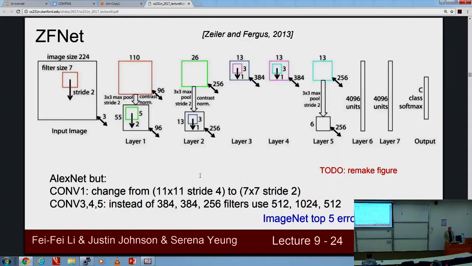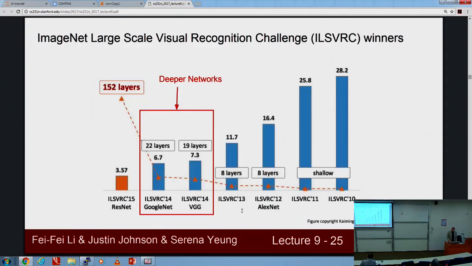Here is ZFNet. It's pretty much the same, but the first convolutional layer changed from 11 by 11 to 7 by 7, and then the size of the other convolutional layers changed. I think they stopped using normalization as well. Basically, fiddling around with it some more. Okay, got them another 5%. So let's look at the VGG and GoogLeNet now.